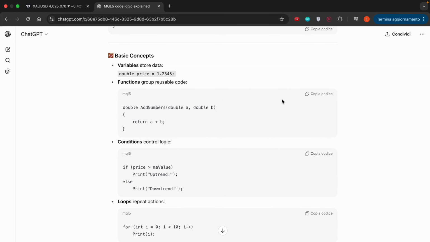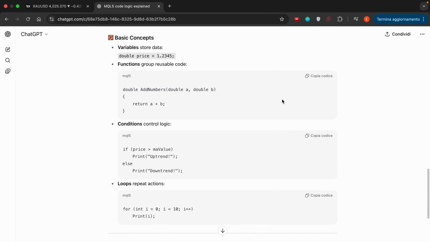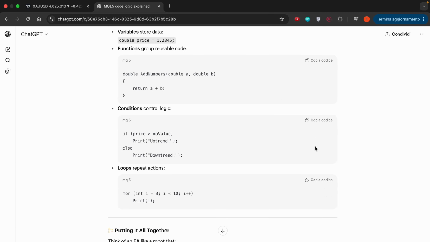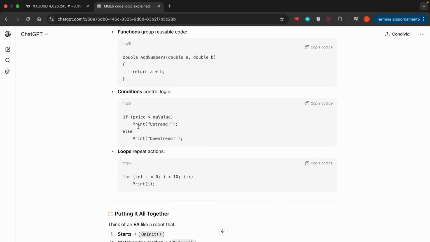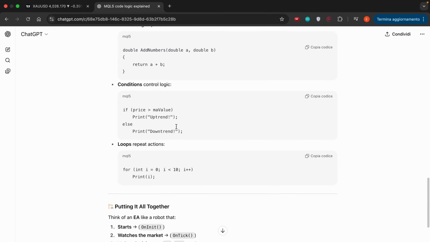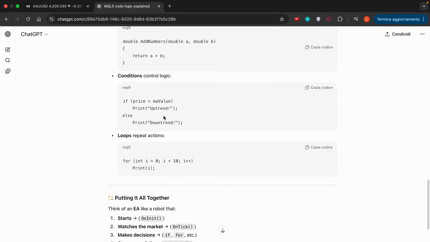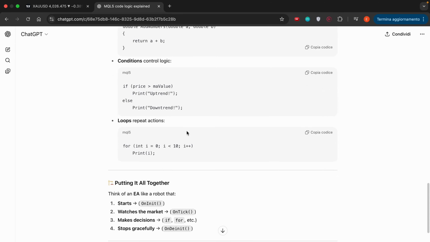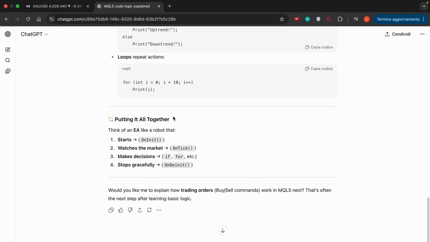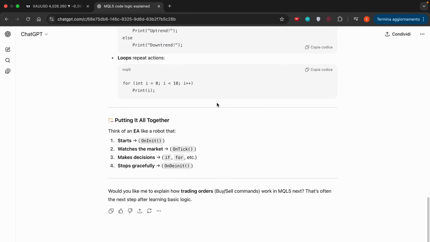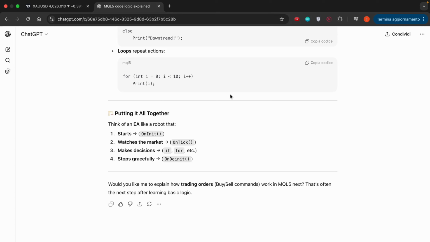So we have variables and then we have function groups. The function, then we have the condition, control logic. Like if the price, let's say in the previous example, was greater than the MA or SMA, then we enter, if or else we do something else. And then we have the loops, so the repeat function. Then this is the perfect example.